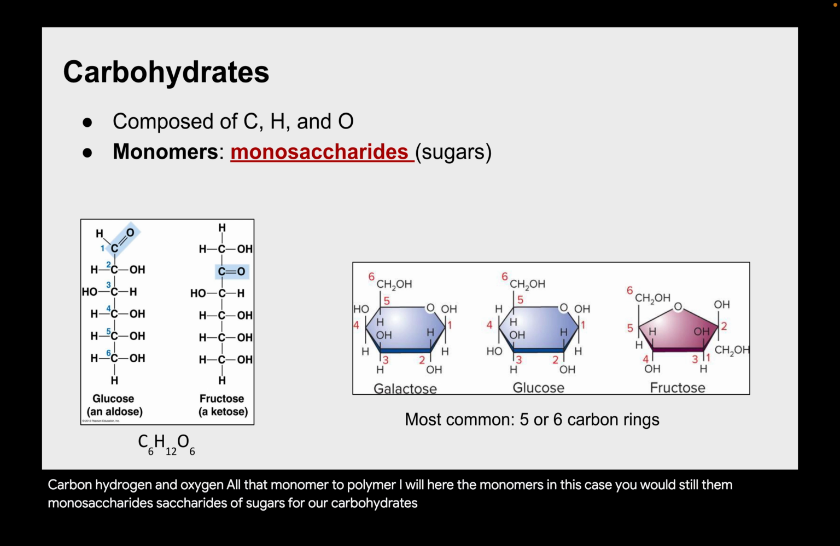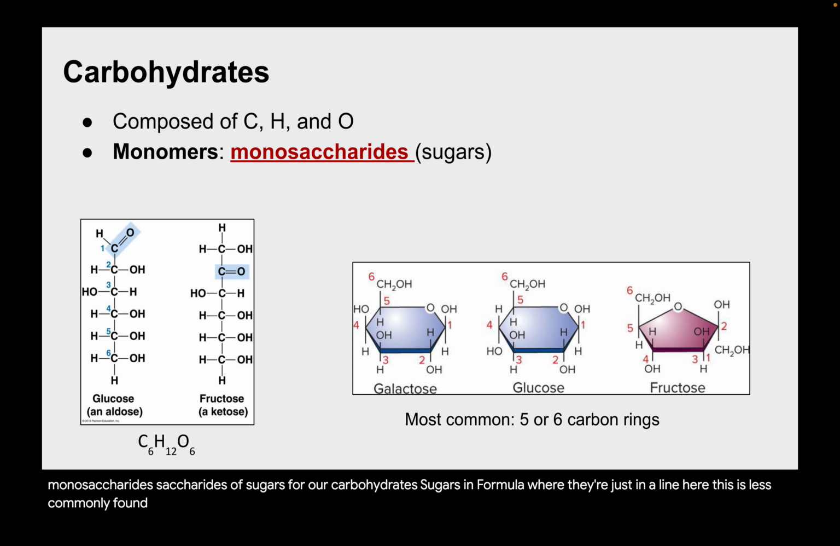You can write out sugars in a formula where they're just in a line here. This is less commonly found in many different organisms. More commonly, we will see sugars in this ringed structure. So monomers, we're talking about like galactose or glucose or fructose. Very similar to each other, but there are just slight differences that make them slightly different molecules. But they're all sugars.